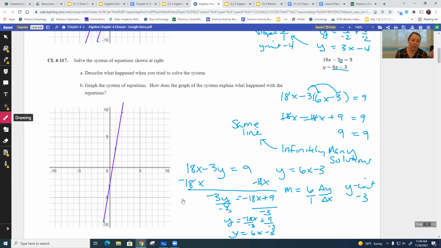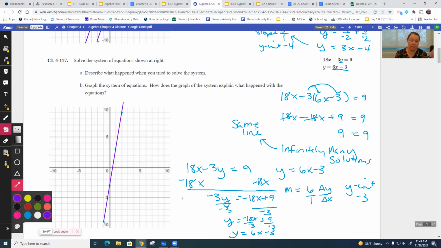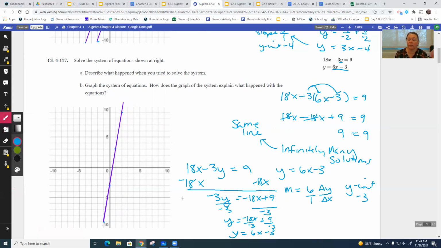So when I go to graph it, it's just literally the same. When I go to graph this line right on top of it, it's the same line right on top of itself. It looks like it's just one line, but it's the same line. It's hitting at every single point. So how is this? Does this graph explain what happened with the equations? They're the same line and hit at infinitely many points. Wow, my handwriting is really messy on this.